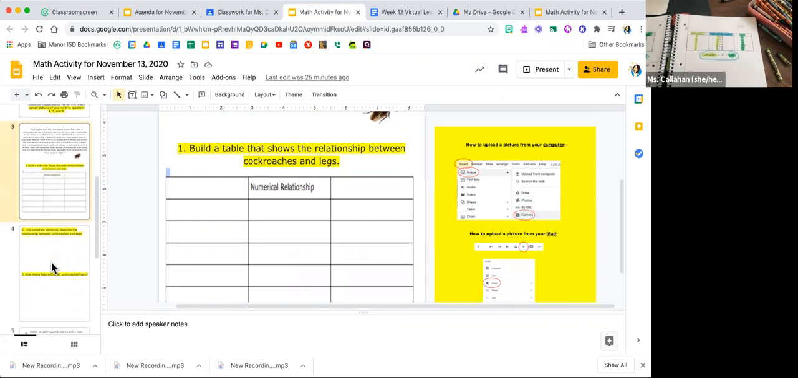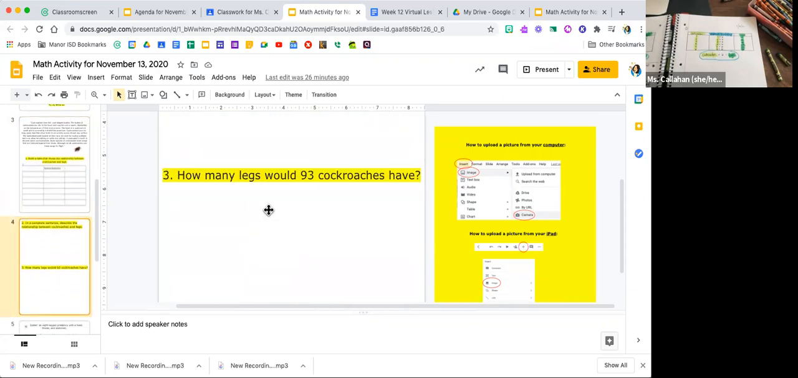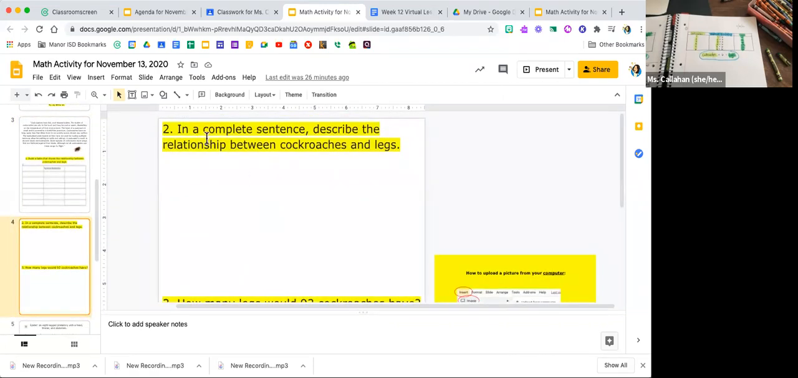Cool. Now, for number 2, it's asking us in a complete sentence to describe the relationship between cockroaches and legs. Well, this is a lot like what we were doing on Tuesday. So we have to think. Let's look. Think about this relationship right here.